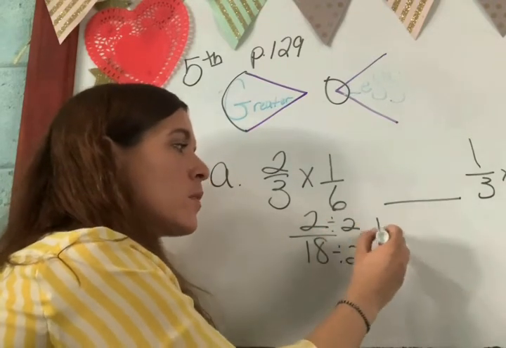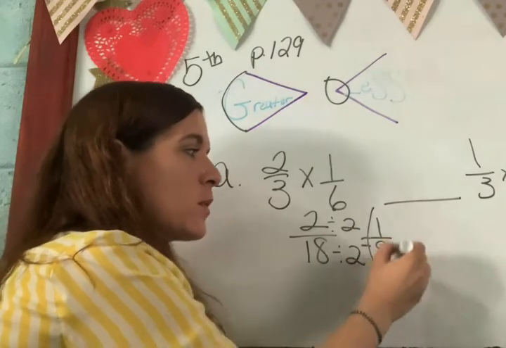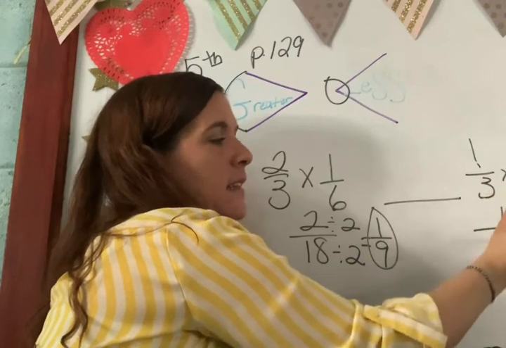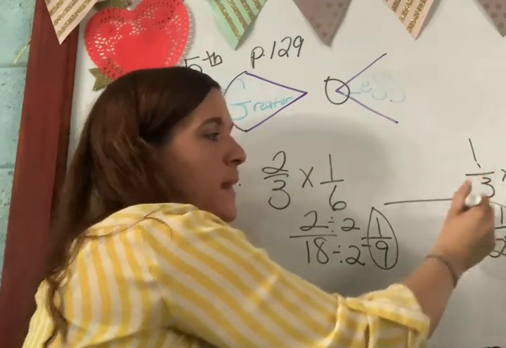2 divided by 2 is 1. 18 divided by 2 is 9. So we have 1 over 9 here. And then 1 times 1 is 1. 3 times 9 is 27. Okay, which one is bigger?